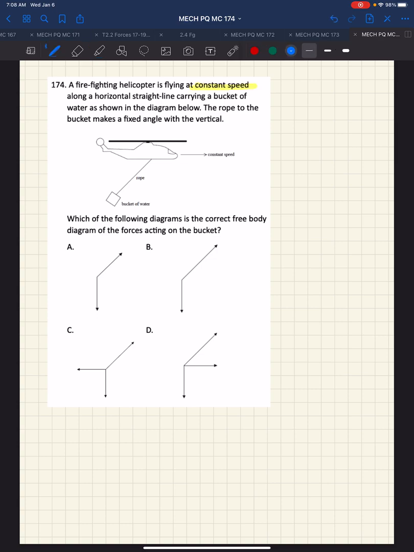So what constant speed tells us is acceleration is 0, and the F net is 0, because F net equals ma. If it's constant speed, the acceleration is 0, and that means the net force must be 0. And so the rope makes a fixed angle with the horizontal. What that means is, as the bucket is traveling, this angle stays the same. So which is the correct free body diagram of the forces acting on the bucket?